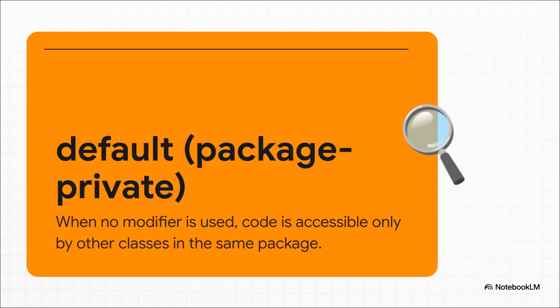So what happens if you just don't type a modifier at all? Is that a mistake? Nope. That's the default access level, which most people call package private. This means your code is visible to all the other classes in the very same package, but it's completely invisible to the outside world. It's perfect for helper classes that need to work together as a tight-knit team.